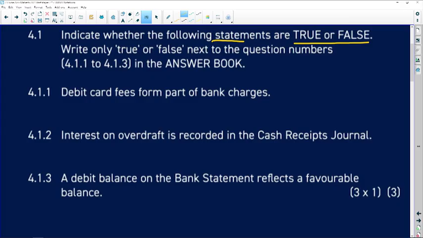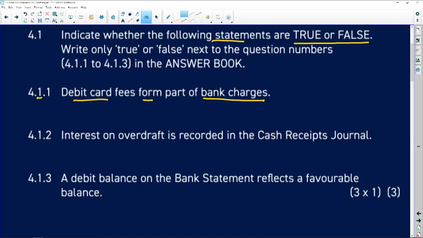Right, the first statement: debit cards form part of bank charges. Now, we know debit card fees rather, is obviously an expense that the business needs to pay to the bank. So this statement is absolutely true. Debit card fees form part of bank charges. So this statement is true.